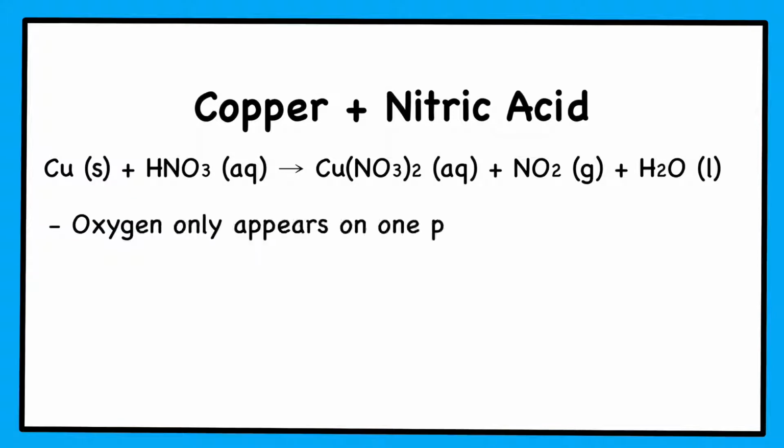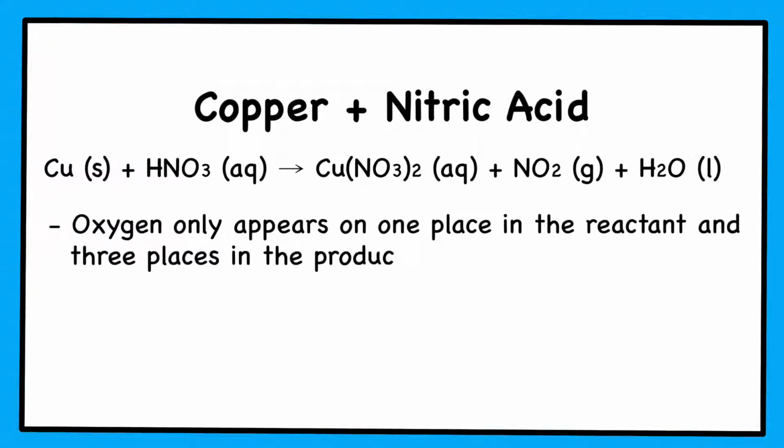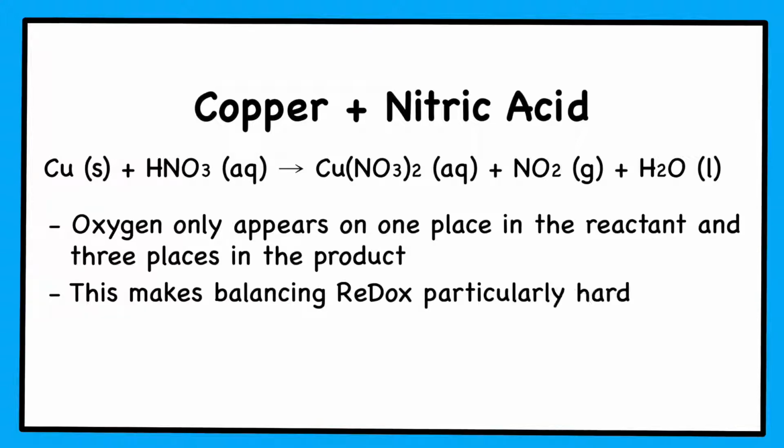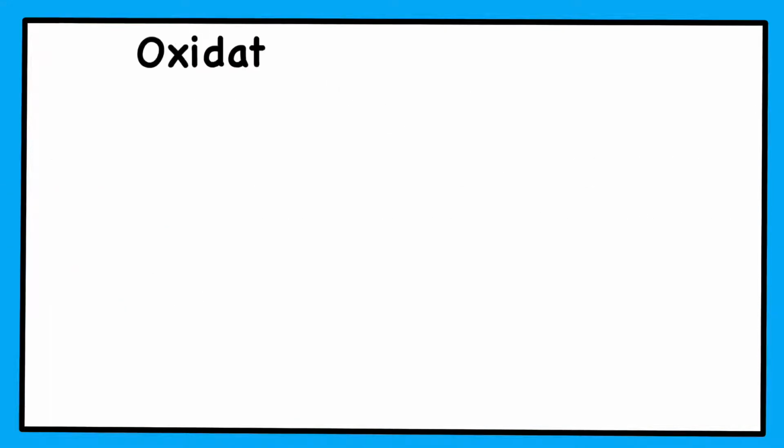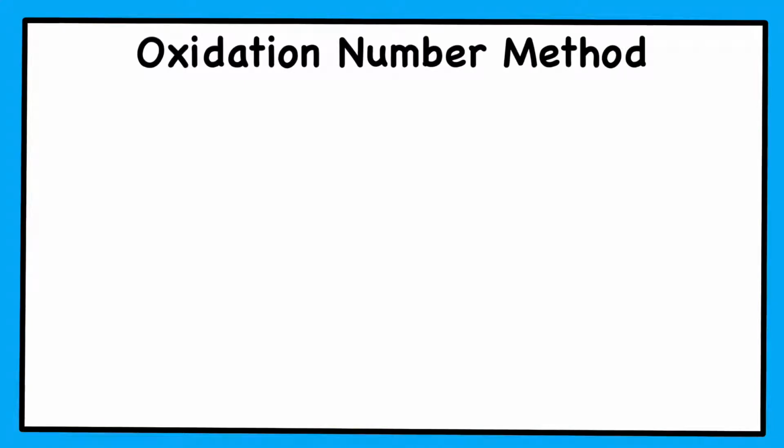Note that oxygen only occurs in one place on the reactant side but three places on our product side. This can make our redox reaction particularly hard to balance. For the rest of this video, we are going to see the different ways we can use to balance these redox reactions. The first method we're going to talk about is by oxidation numbers.